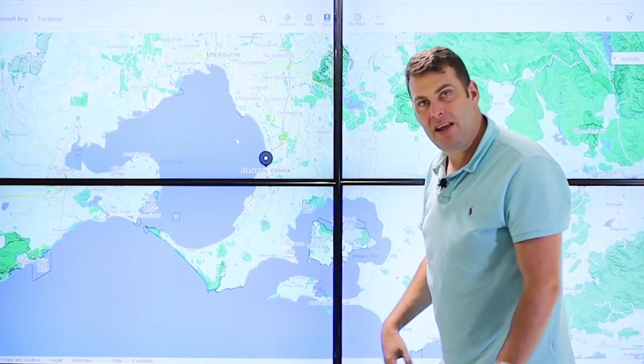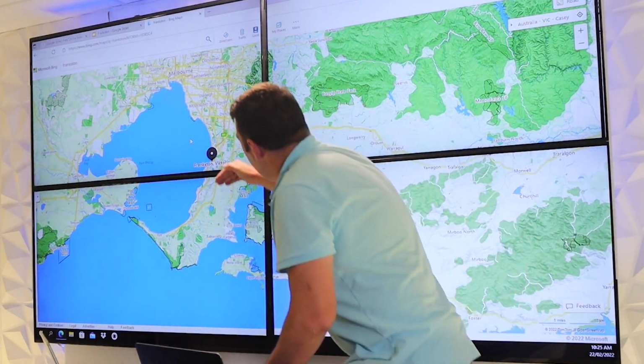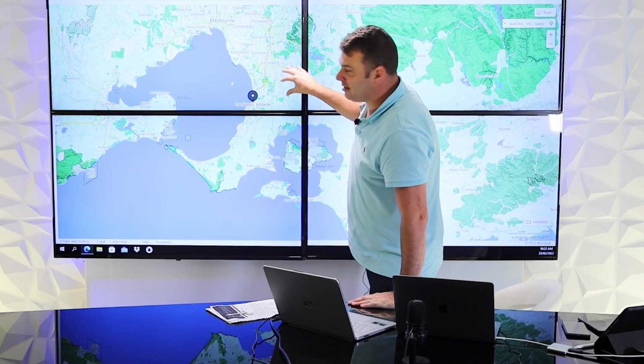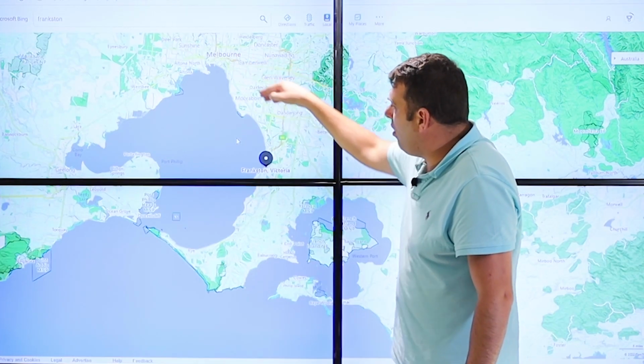Frankston has traditionally been the unloved child. It's traditionally been a lower socio-economic area, but I did mention over the last 15 or so years, it has gentrified very strongly. That tends to happen as an area does get built out, as a city does get built out. It does push wealth and price into the periphery.